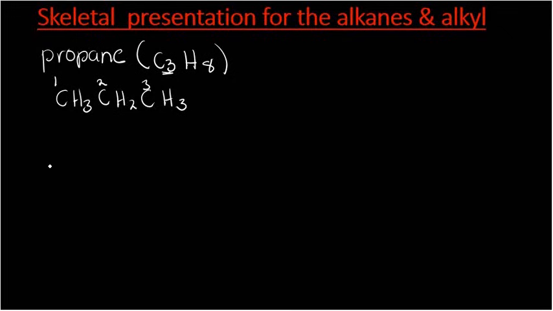For you to write the skeletal structure for the propane, you just do this. So carbon number 1, it is on this point. This is where carbon number 1 is. Carbon number 2, it is on this point. Then carbon number 3, it is on this point. Just like that.